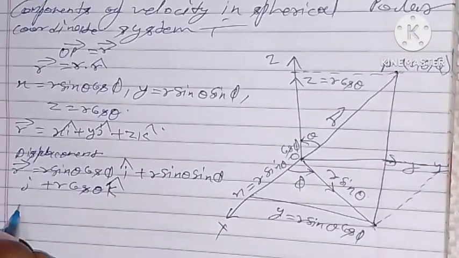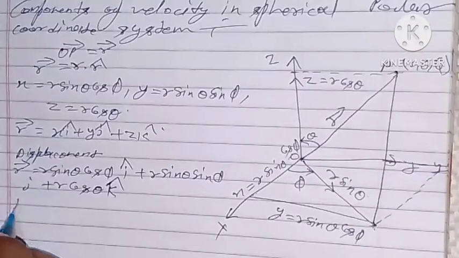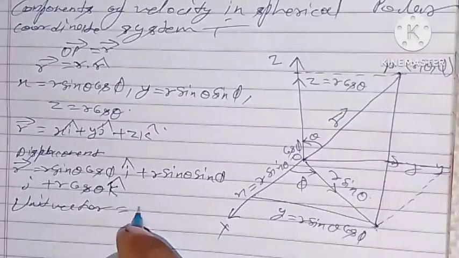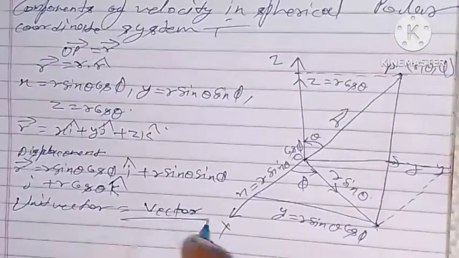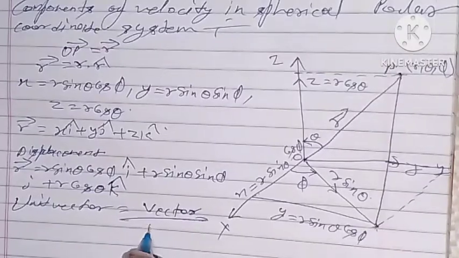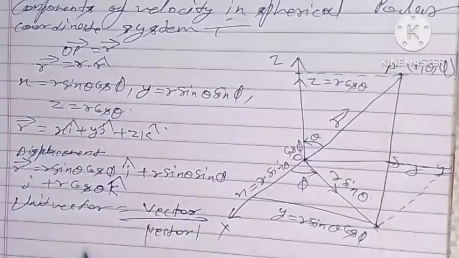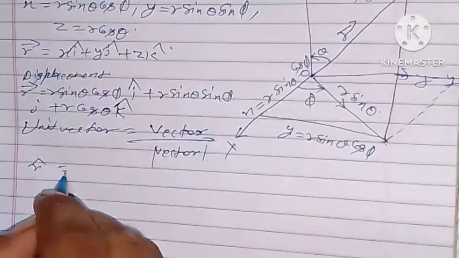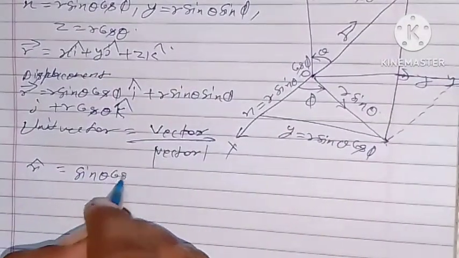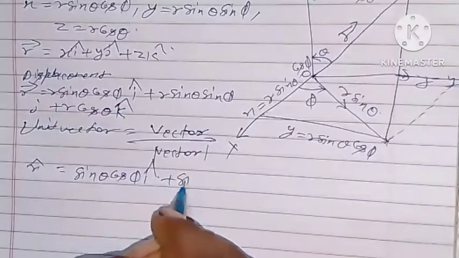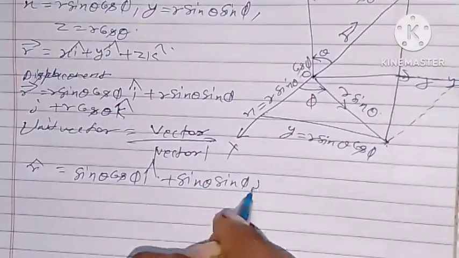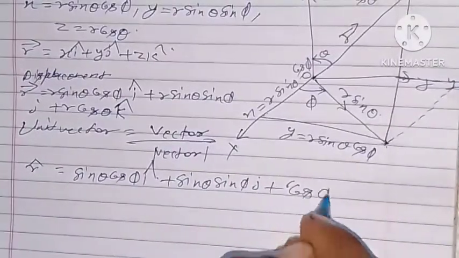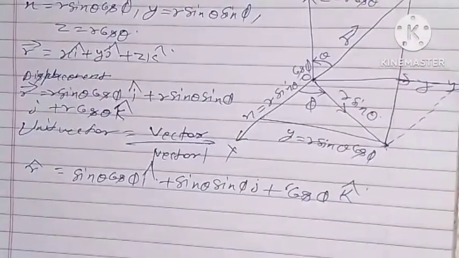Then the unit vector: unit vector equals vector upon the magnitude of the vector, mod of vector. Then the unit vector r-hat equals sin theta cos phi i plus sin theta sin phi j plus cos theta unit vector k.